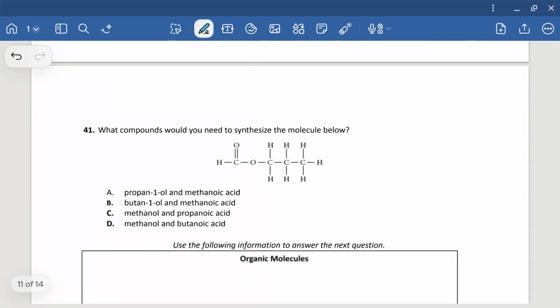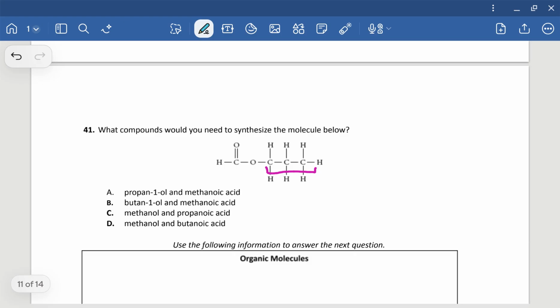Sorry that wasn't showing up. That's a bit disappointing. Question 41, what compounds would you need to synthesize the following? This is an ester. The part that's single bonded to the oxygen is coming from the alcohol. So 3 carbons, and then on carbon 1 would be the alcohol group. So this would be propan-1-ol.